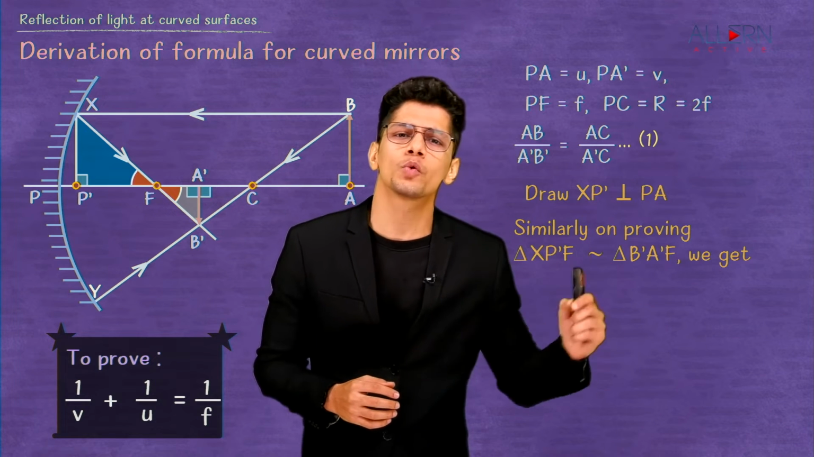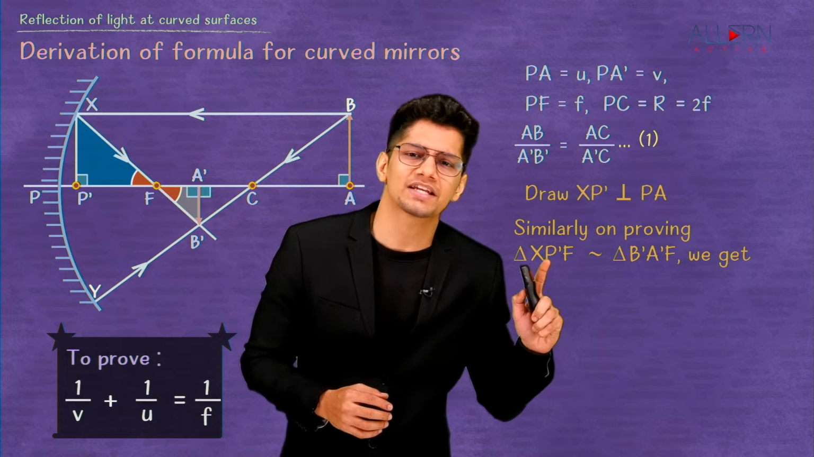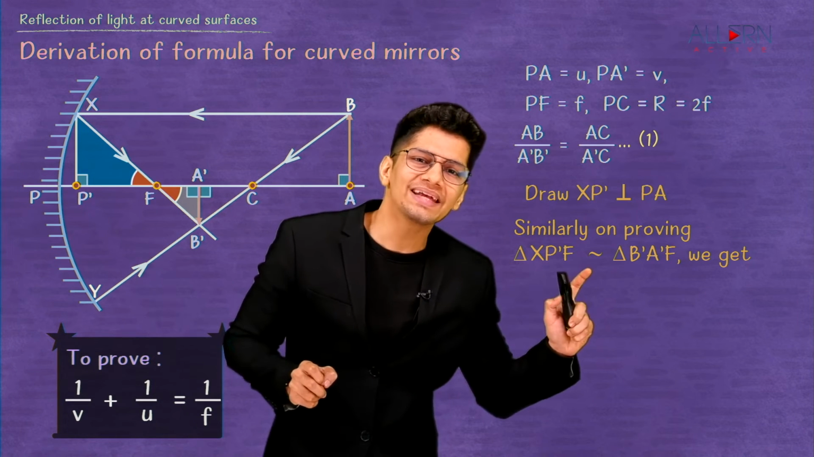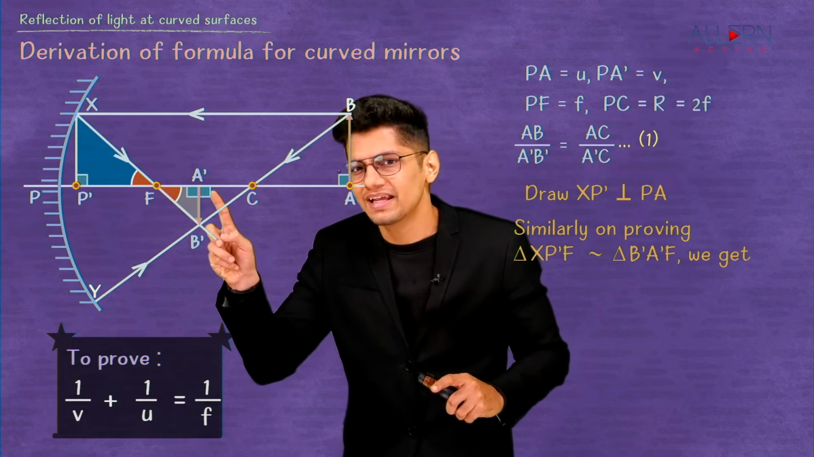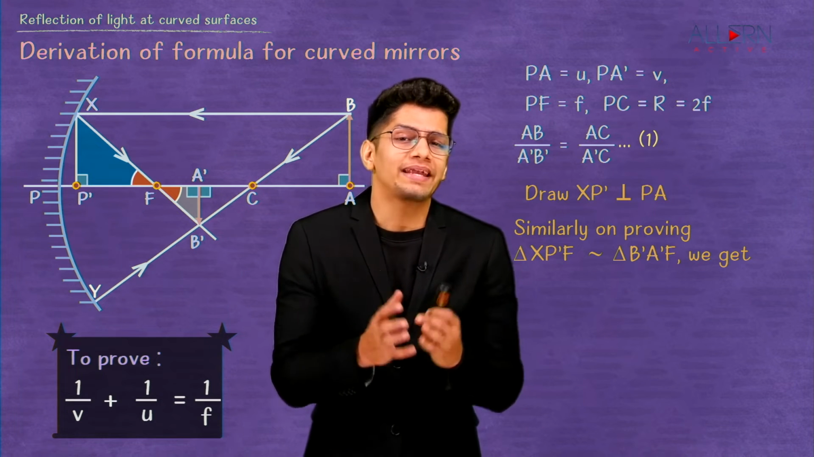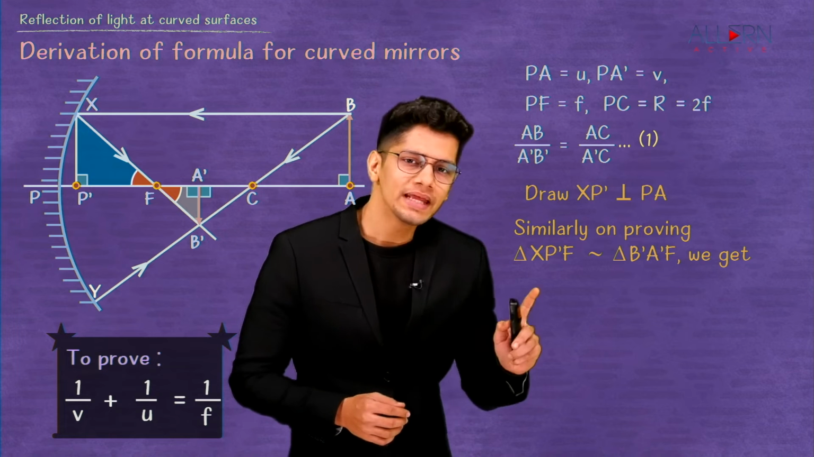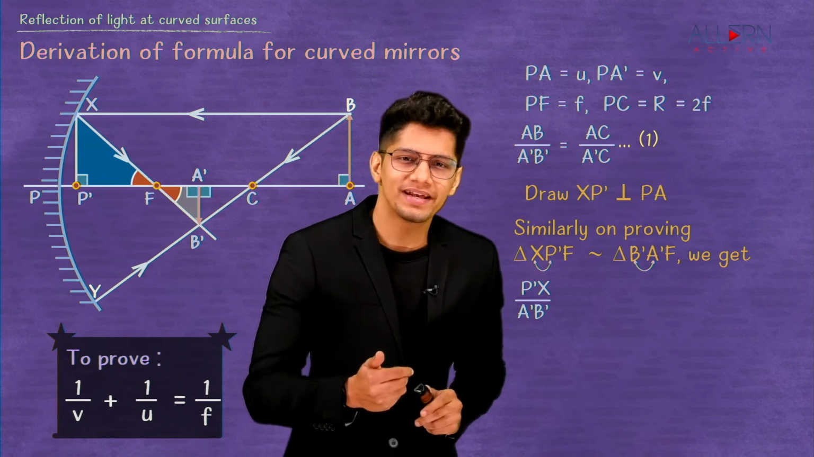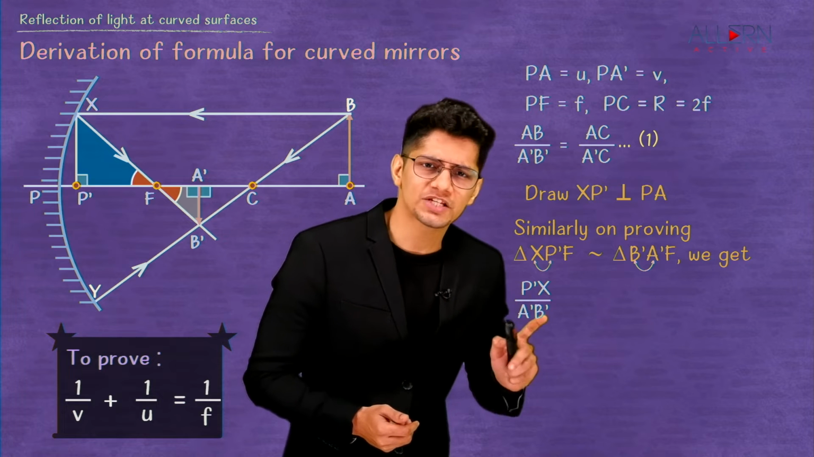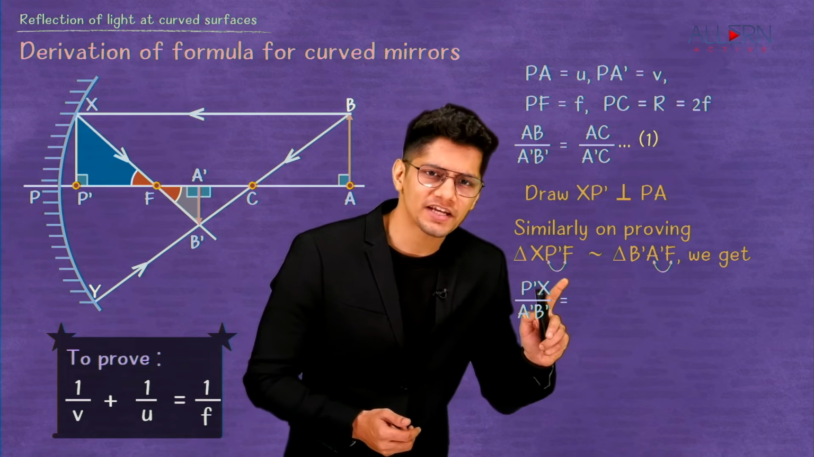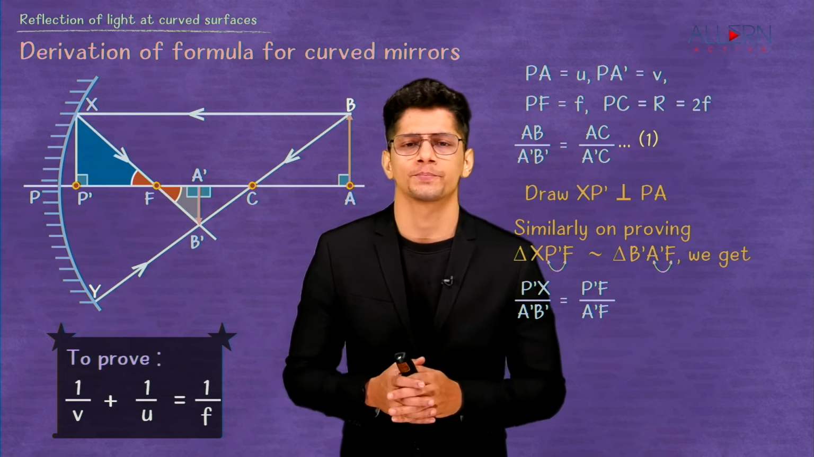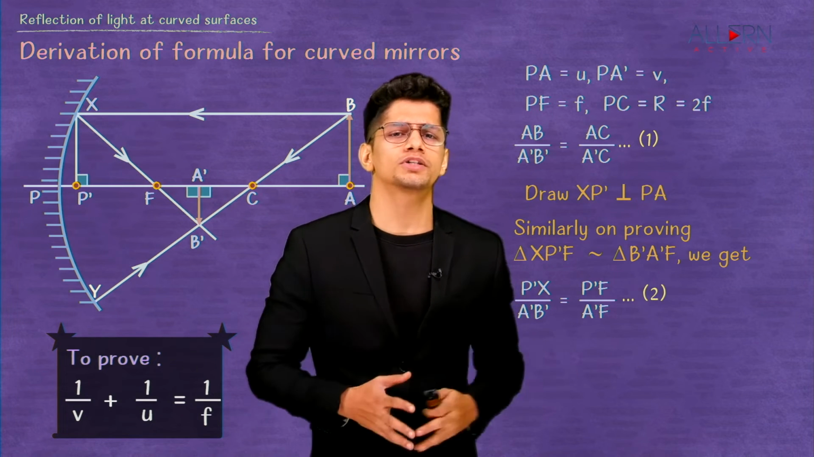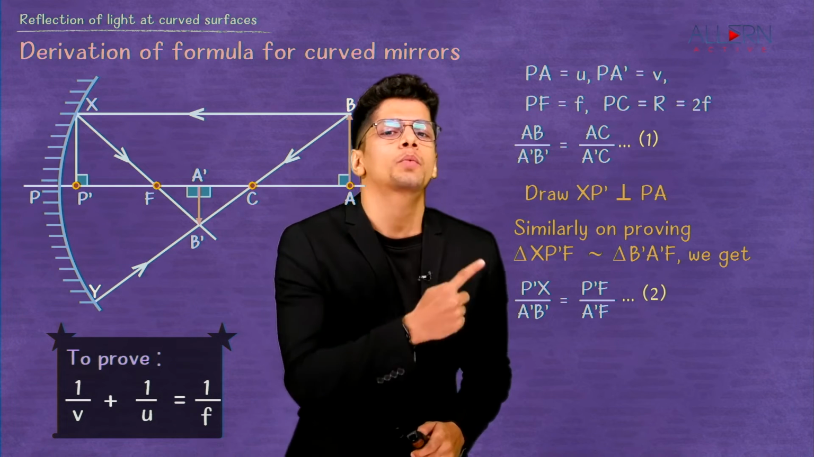So we write similarly on proving, triangle XP dash F is similar to triangle B dash A dash F, right? So now we need to write its ratios. The ratios could be XP dash upon B dash A dash, which can also be written as P dash X upon A dash B dash is equal to P dash F upon A dash F. So now we can ignore the third side, as we already know. So this is equation number 2. So we have equation number 1 and equation number 2.